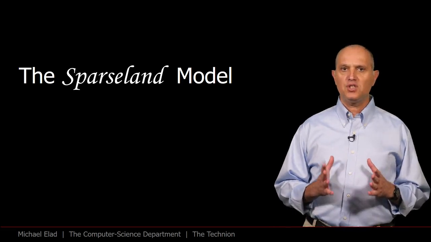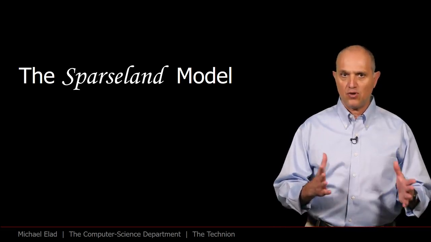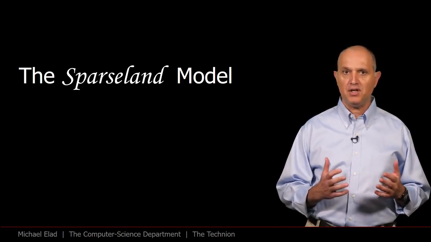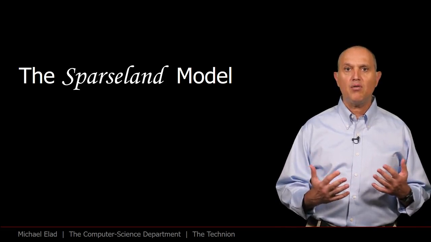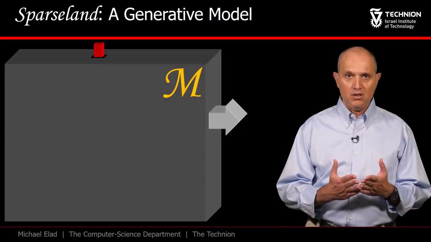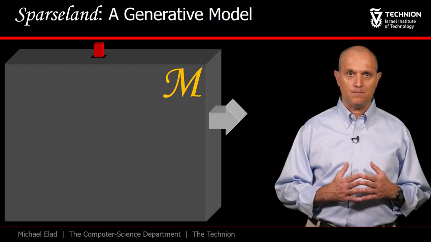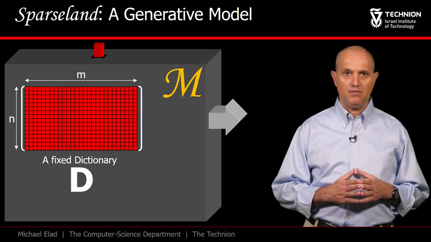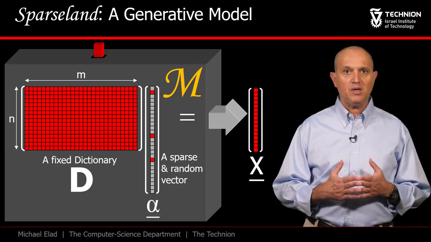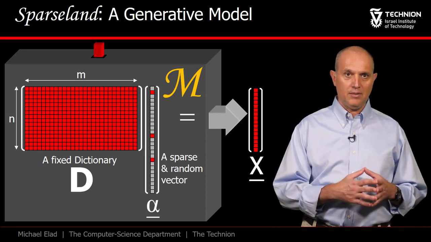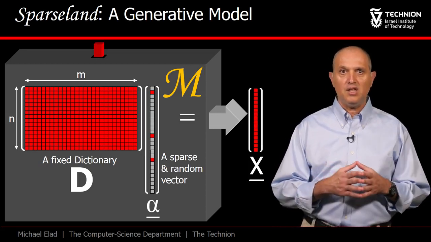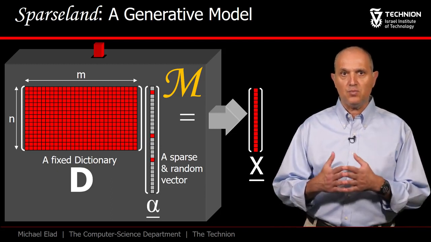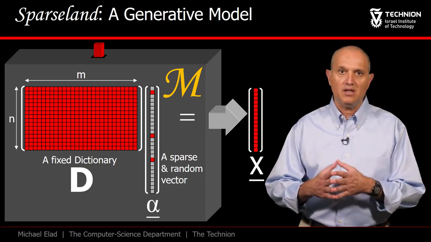It is time to discuss the SparseLand model and the prior that emerges from it. SparseLand is a generative model. That means that it provides an explanation about the signals by describing how they are created. This machine, marked as M, generates signals. Inside of it, the dictionary D of size n by m is stored in memory. When the button is pressed, a random sparse vector alpha is created. D times this alpha leads to the signal x at the output of this machine. This multiplication implies that the sparse vector alpha gathers a small subset of atoms from D to create x.